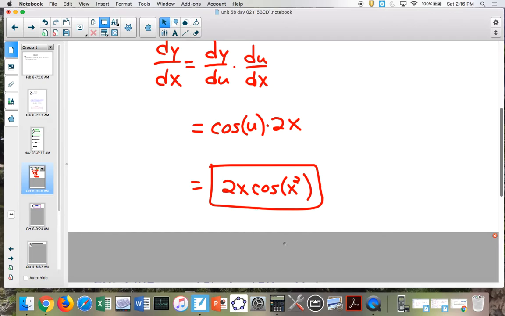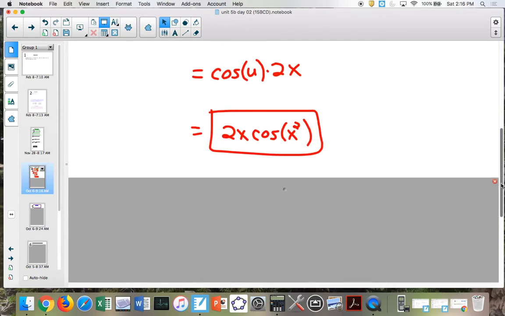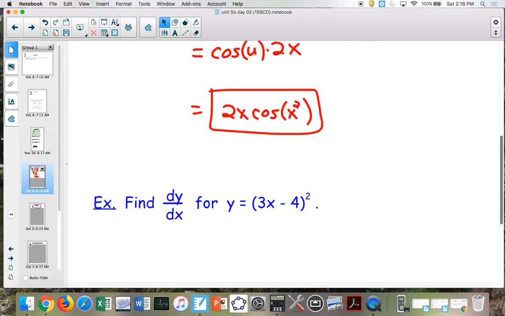And I'm going to put the 2x in front of the cosine, but it doesn't really matter. And so that's my derivative. Now at first that may seem a little awkward, cumbersome, tedious, but you'll get the idea. So let's do another one.